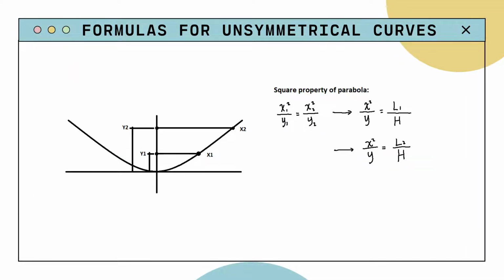For our second formula, we still use the square property of parabolas, and we have the following equations presented below. So instead of having just one formula by using this property, we now have two because again, the lengths are not equal.